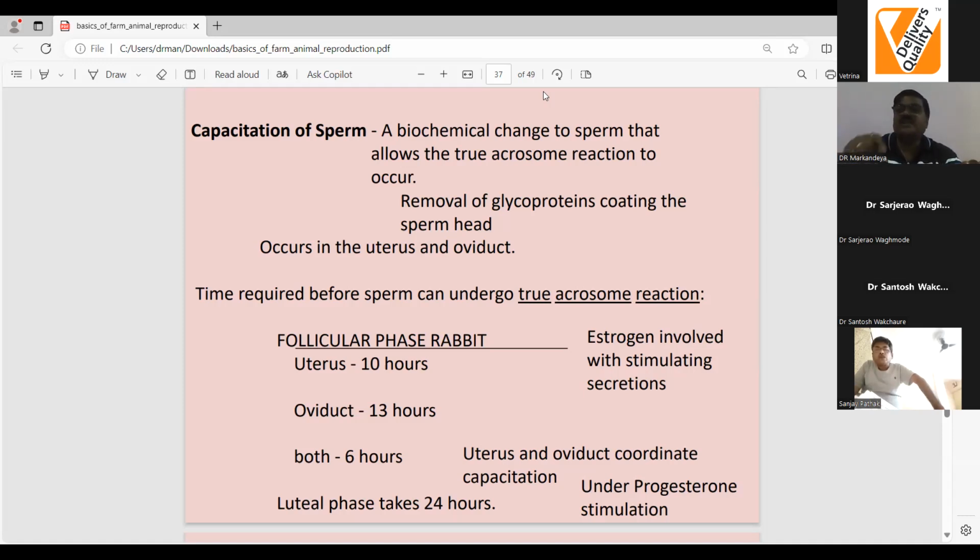And this capacitation process starts with cervical mucus, uterine mucus, and oviductal mucus. Slowly these sperms enter into the fallopian tubes. Four minutes are required for transport of sperm from the cervix to the fallopian tubes. At that time, if the ovum is not available or not ready for fertilization, that batch is wasted.